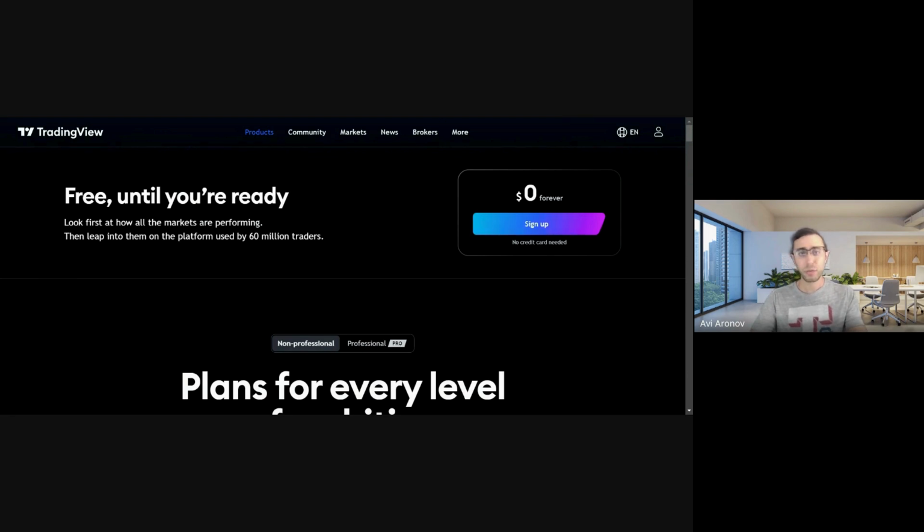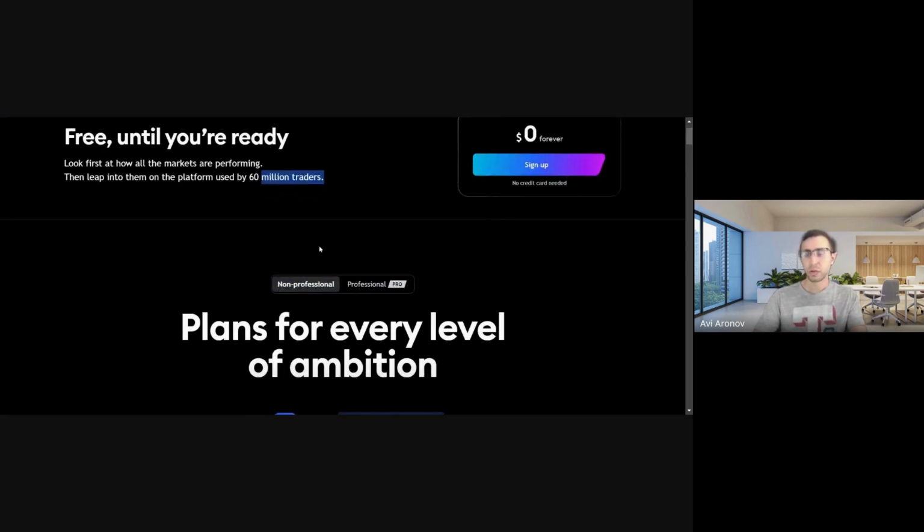There are over 60 million traders actually using it. A lot of people use it, even my mentor. You can trade with no charts, but it is very useful to have a chart and trade based on technical analysis, and have easier ways of trading. It's very user friendly, has a lot of amazing functions, and a lot of different ways to make it easier for you.